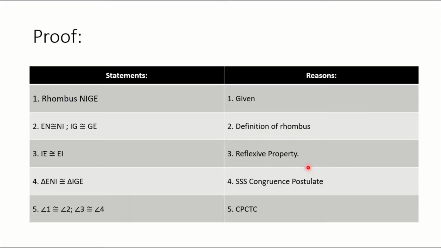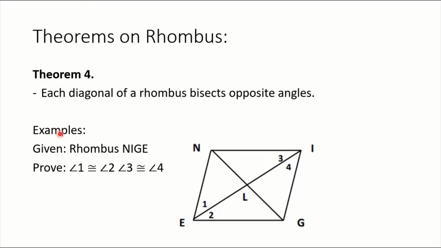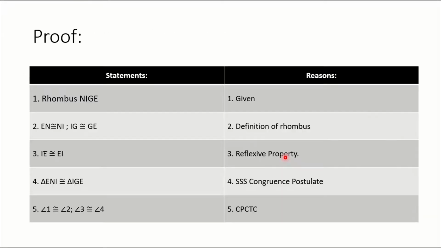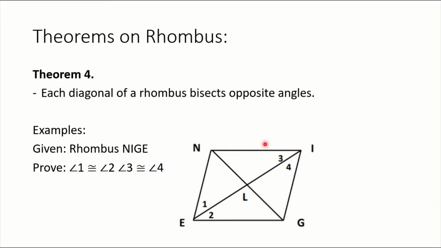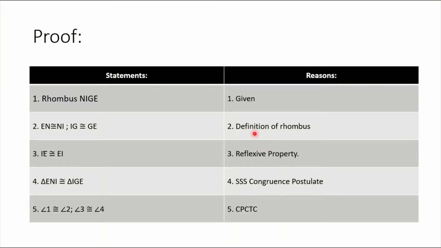So let's prove. Rhombus NIGE given. EN is congruent to NI. Itong dalawang sides na to ay congruent daw. That is the definition of a rhombus, no? So IE is congruent to EI by reflexive property. So triangle ENI is congruent to triangle IGE.